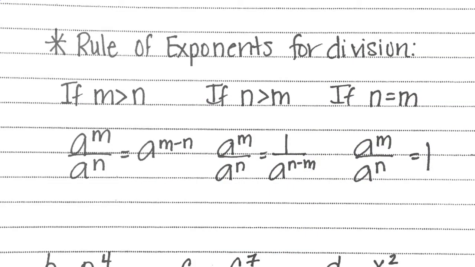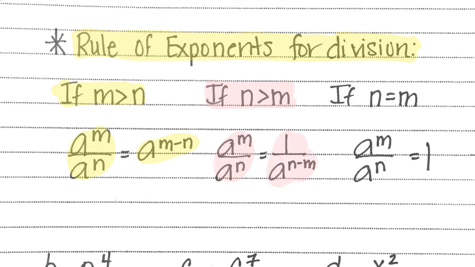And here are those rules, the rules for exponents for division. Obviously, this is starred because this is important. This is one of those laws of exponents. If m is greater than n, a to the m over a to the n equals a to the m minus n. If n is greater than m, a to the m over a to the n equals 1 over a to the n minus m.